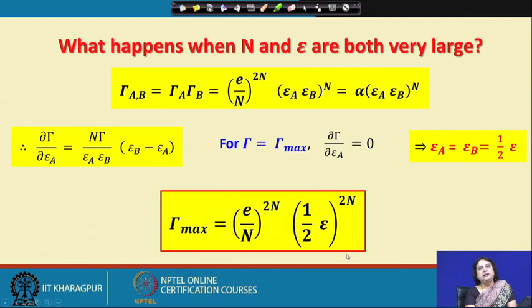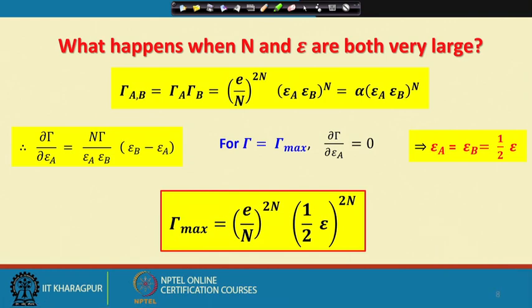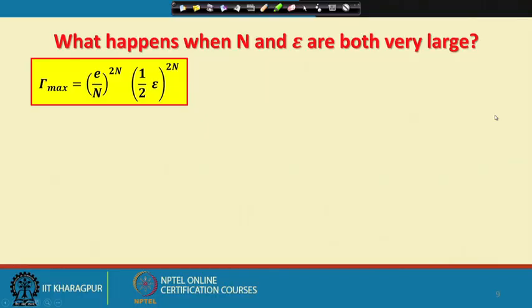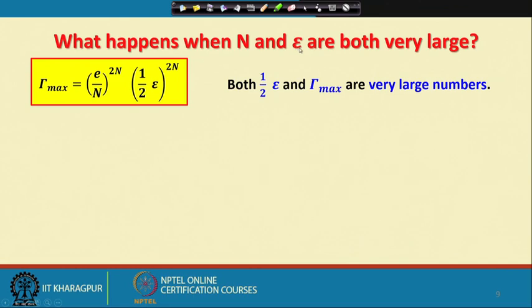So, as you see, the number of microscopic states associated with the maximum probable state is a very large number. So, how do I understand that? As you see, gamma max is going to be a very large number. Why? That is because when epsilon is a large number, epsilon by 2 is also a large number, and when epsilon by 2 is a large number, n is a large number, therefore, gamma max consequently is going to be a very large number. Okay.